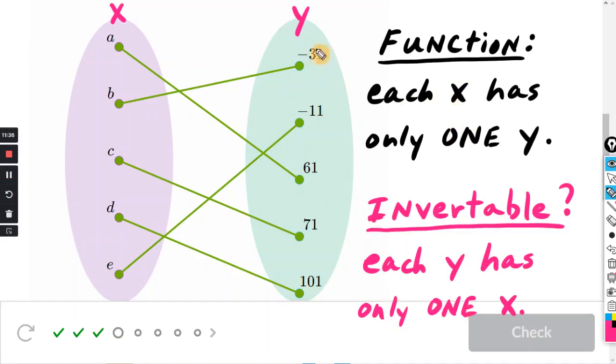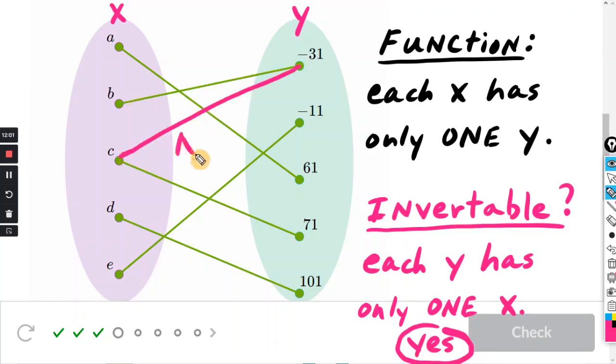So the negative 31 goes to B only, negative 11 to E only, 61 to A only, 71 to C only, 101 to D only. So the answer is yes, it passes the test. Now, let's say, for the sake of argument, negative 31 went to B, but negative 31 also went to C. Then in that case, the answer would be no. But that's not the case for this one. Each y has only one x, so the answer is yes.